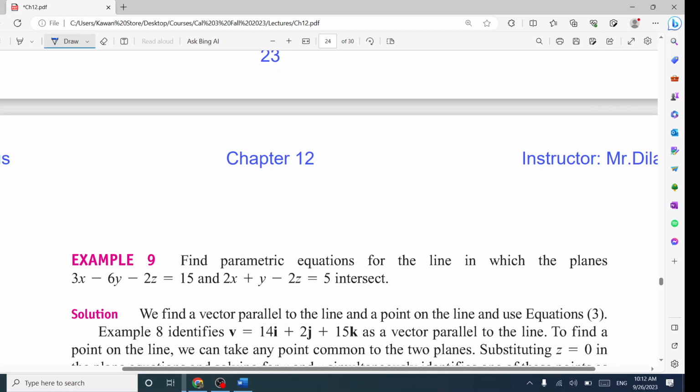Okay, make your mobile please upside down. Make your mobile, thank you.